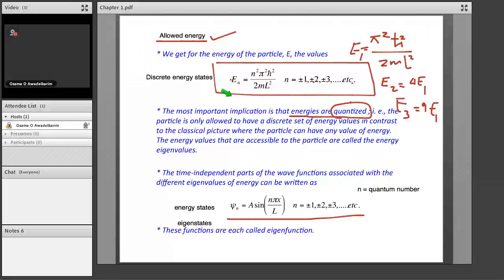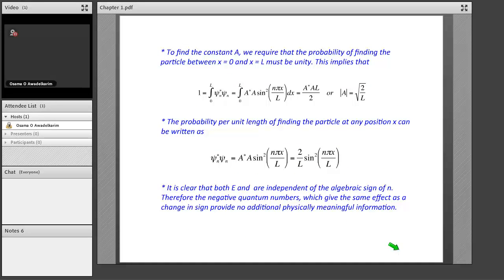Now, this wave function gives us the probability. How does it give us the probability? If I multiply it by its complex conjugate. So if we take psi star, multiply it by psi, then we get a probability function. Since the particle is confined to 0 to L, the particle is definitely inside. The probability of finding the particle between 0 and L is equal to 1.